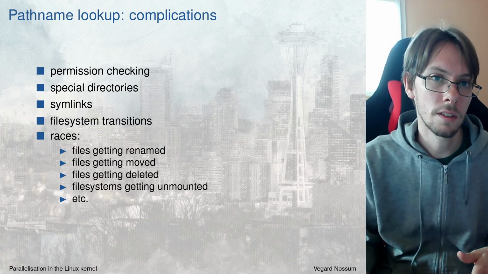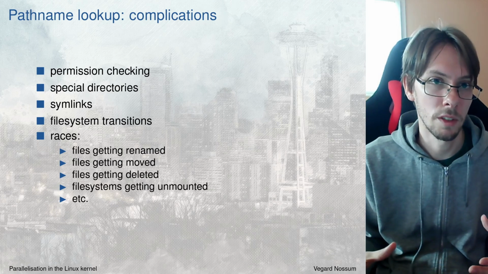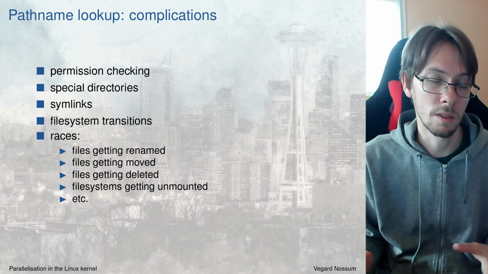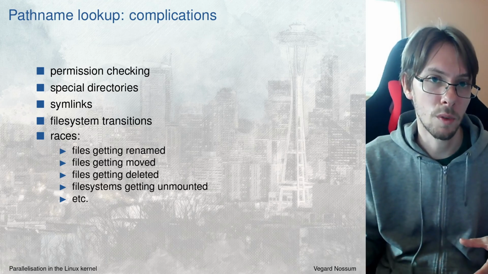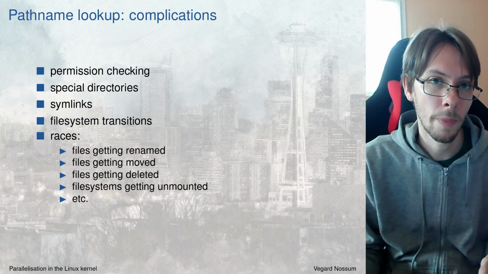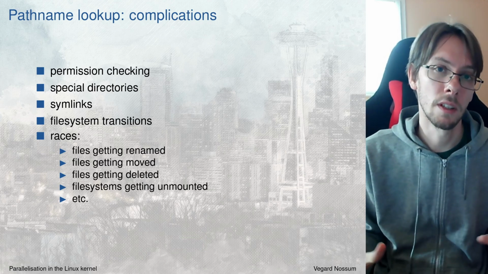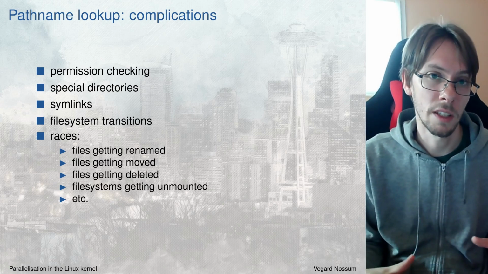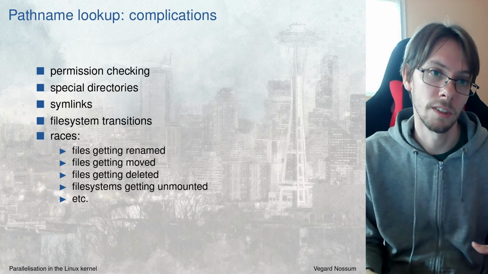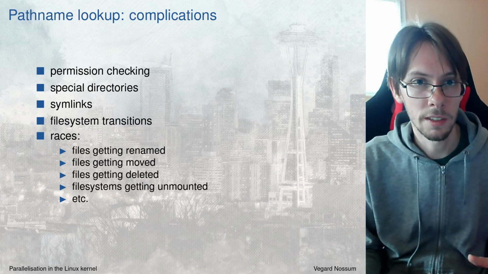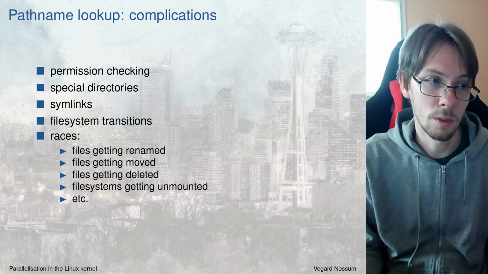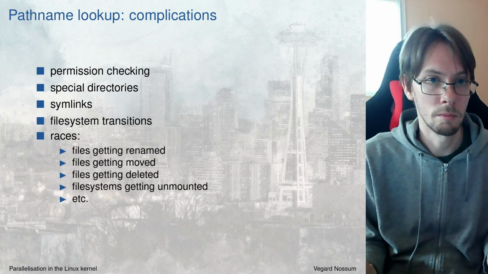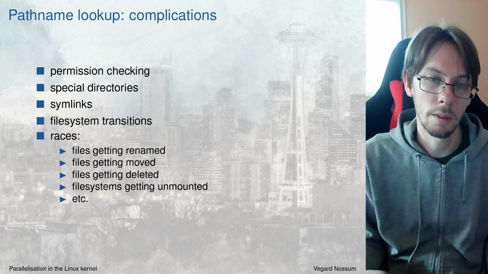And then, since other file systems can be mounted anywhere in the VFS, you may start out traversing a path on one file system and then cross into a different one and continue the traversal there. And of course, the problem with all of this is that the file system is global, so you need to guard against other processes making changes while we're doing the traversal. In particular, some of the problems that may occur could be related to files getting renamed, moved, deleted, or maybe the whole file system got unmounted while we were walking the path.